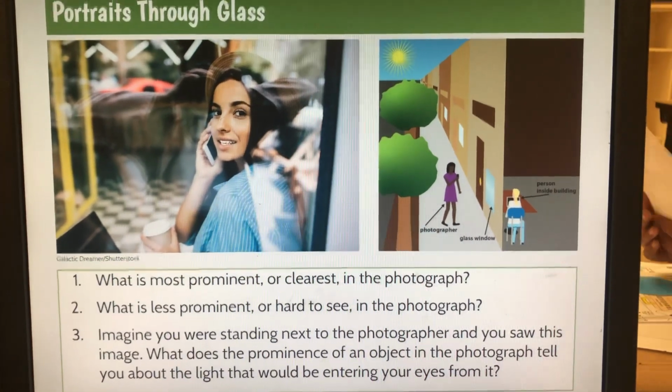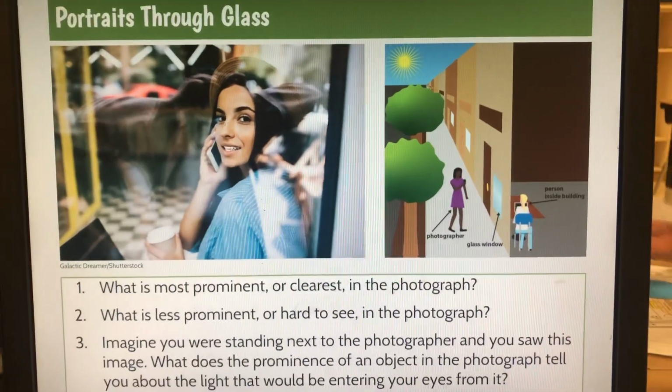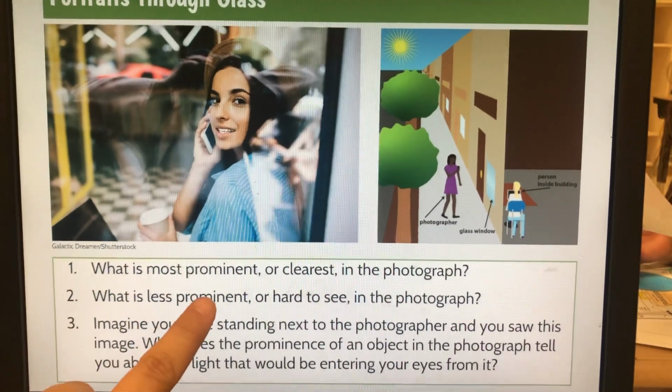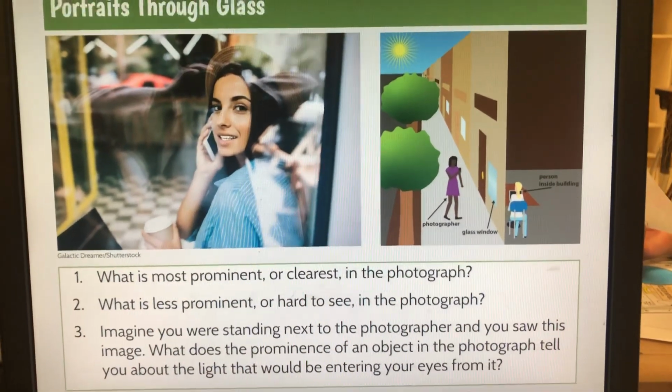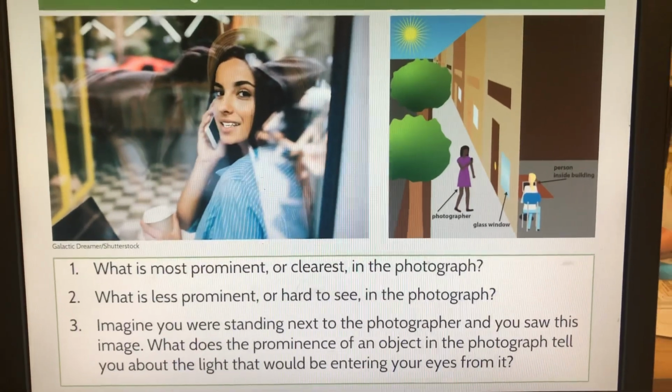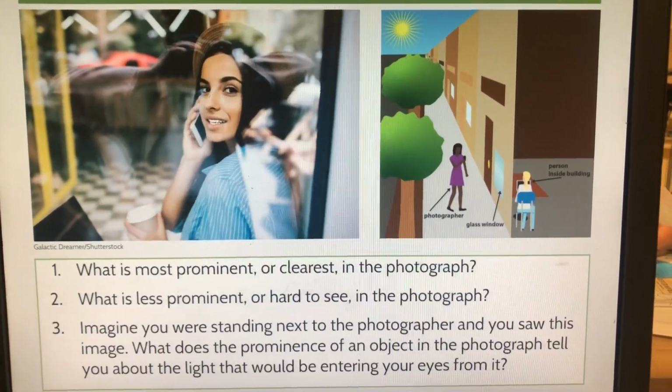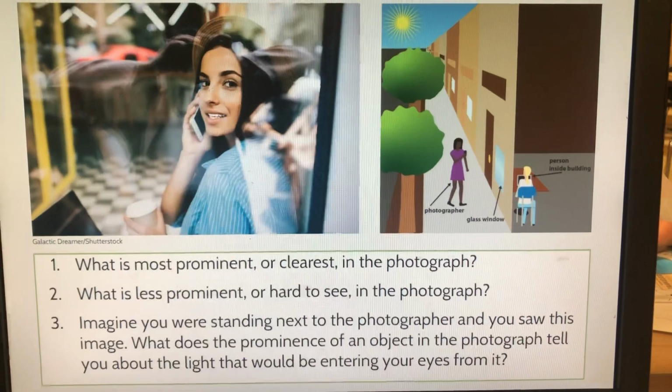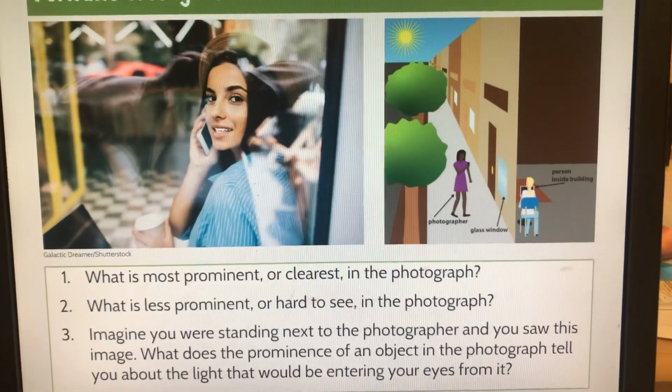So this was the next slide that we had on our Nearpod, and it asked, what is the most prominent or clearest in the photograph? So we can tell that this girl, obviously, that's what you can see the best. That's the easiest to see, okay? Number 2, what is less prominent or what is hard to see in the photograph?